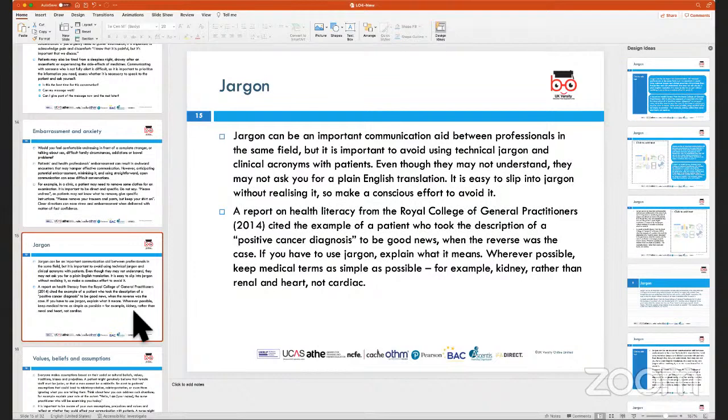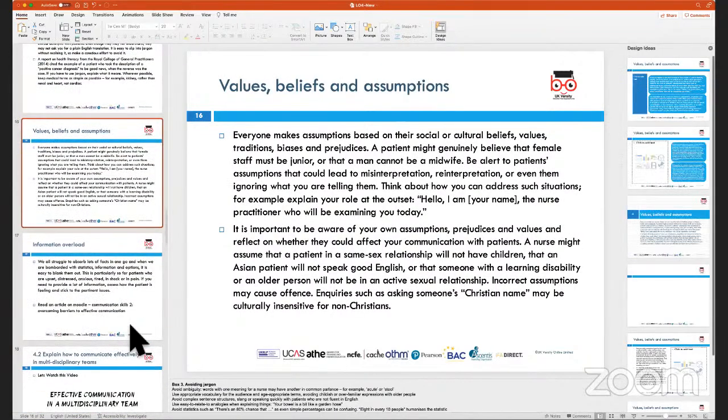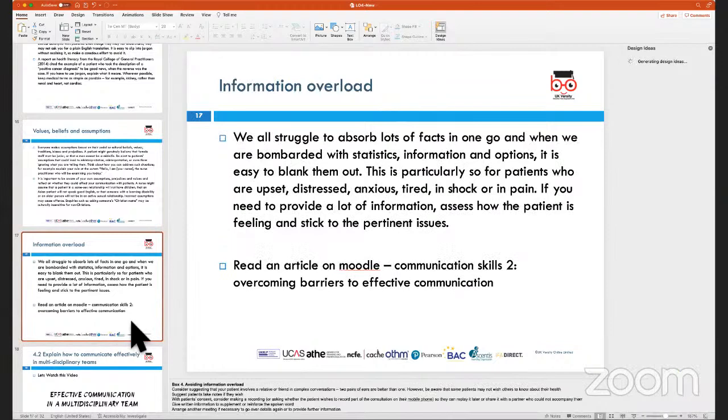So in some cases you would see that this could become a practical communication issue, because if a consultant or a doctor or a nurse starts to use a lot of acronyms or jargon, which could be technical in nature and not easy for the patients or the team members to understand, this could become a practical issue. And then there are issues in terms of values, beliefs, and assumptions, which could be from a patient's point of view, as I mentioned, information overload.